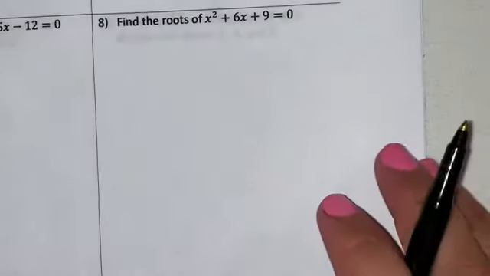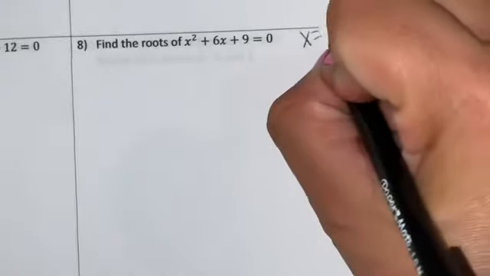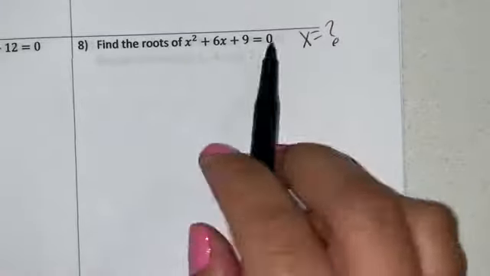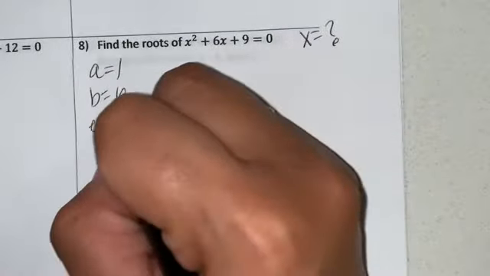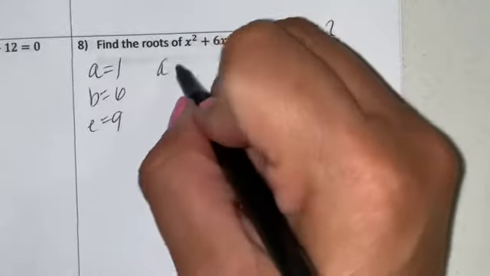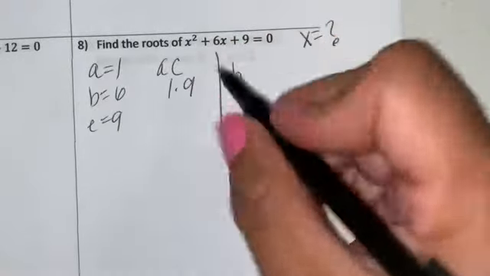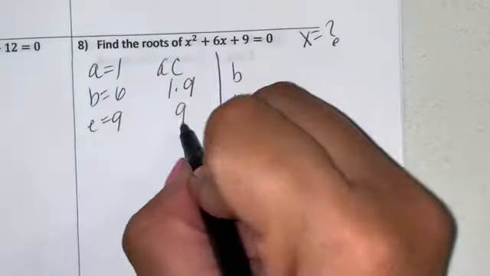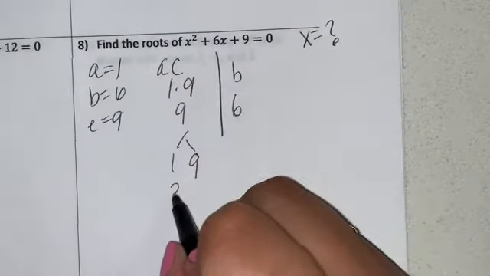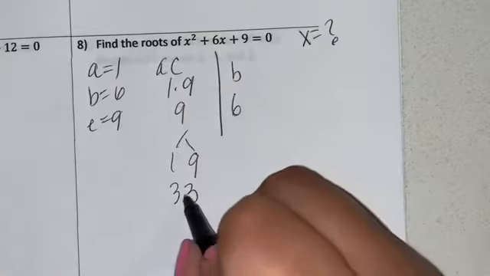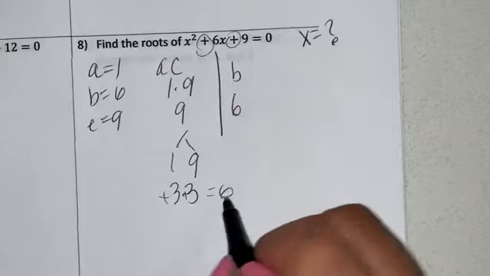Okay, here's number 8. It says find the roots. So find the roots is x equals some number. Okay, the AC method, a equals 1, b equals 6, and c equals 9. AC is 1 times 9. We build the b is 6. So 9 and the factors, it becomes 6. So I have 1 and 9. Then I have 3 and 3. These are both positive numbers, so it's 3 plus 3 equals 6.